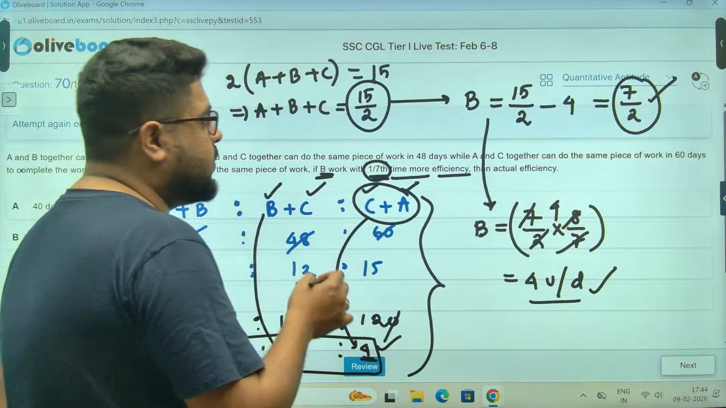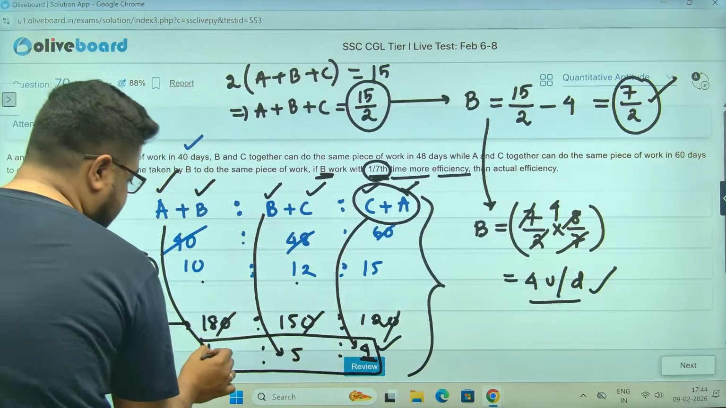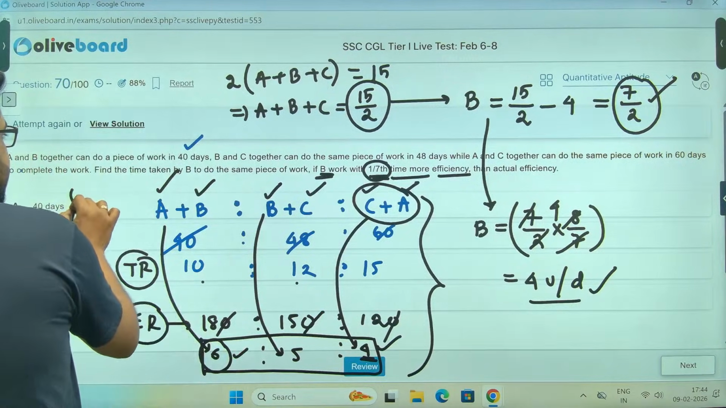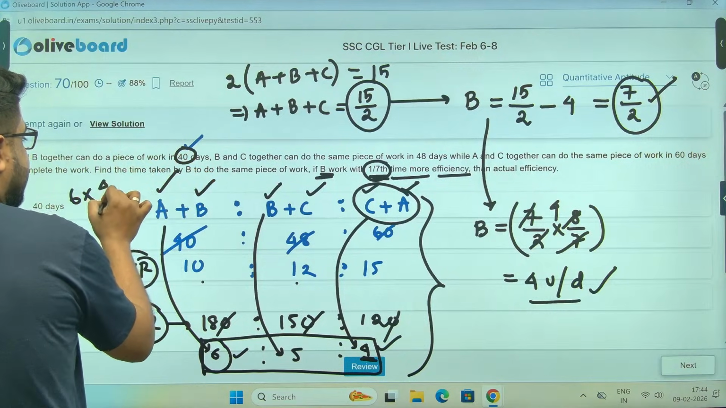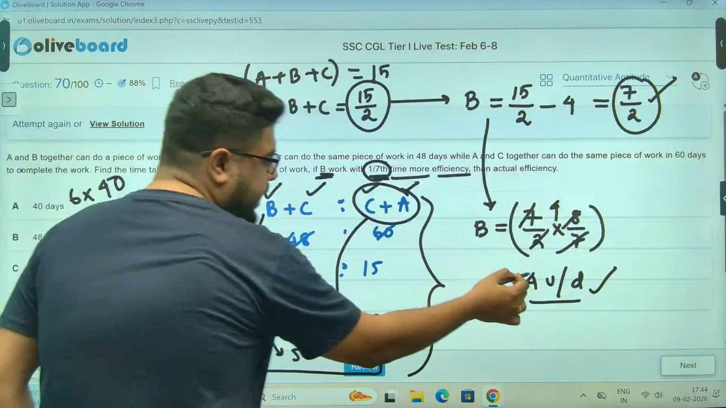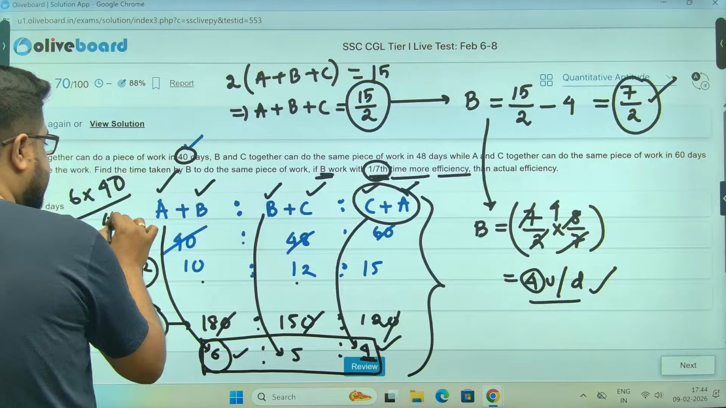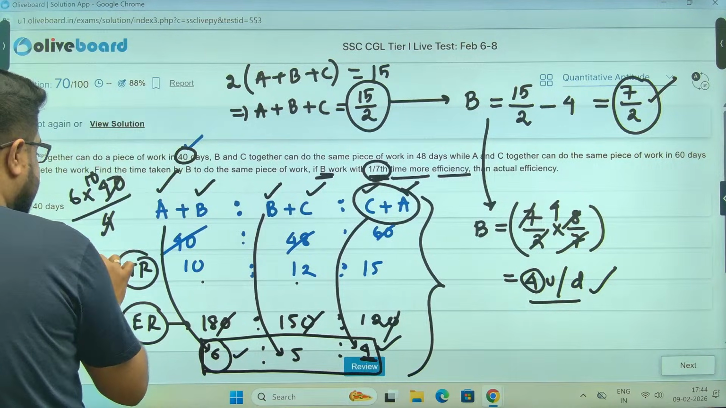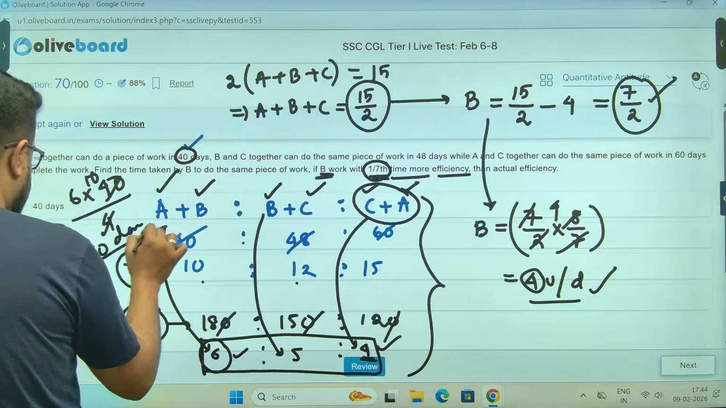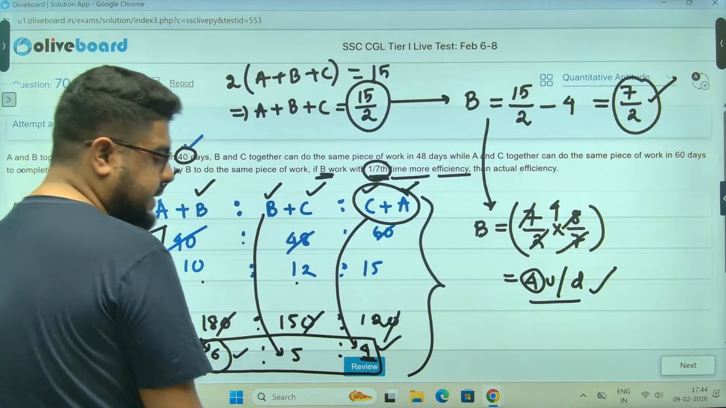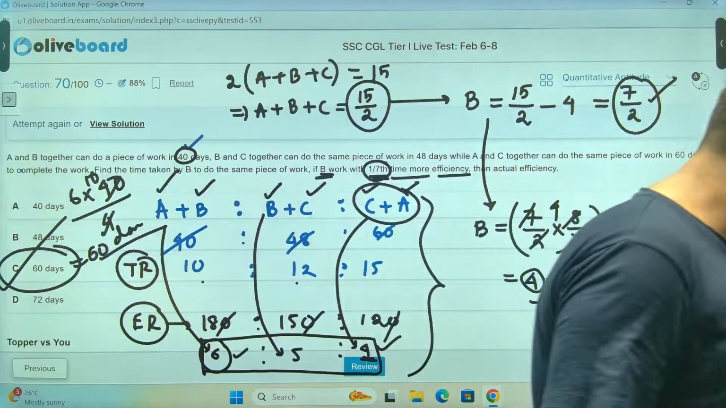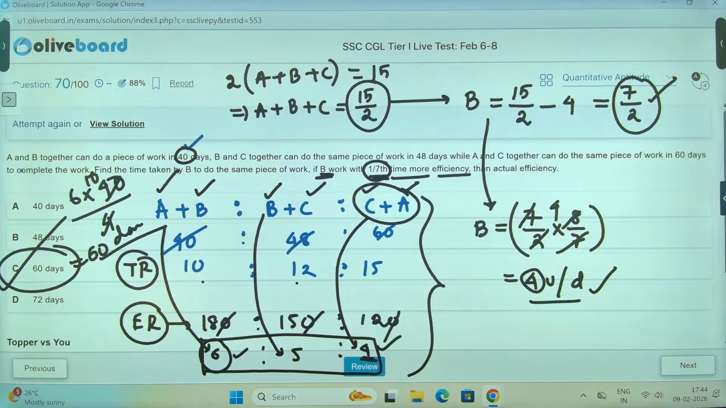What is the total work, sir? A plus B can do 6 units a day, and they take 40 days to cover. This is the total work. Who will now do it? B, who is doing 4 units a day. If you take this, the answer will be 60 days, sir. Option number C is your correct answer.